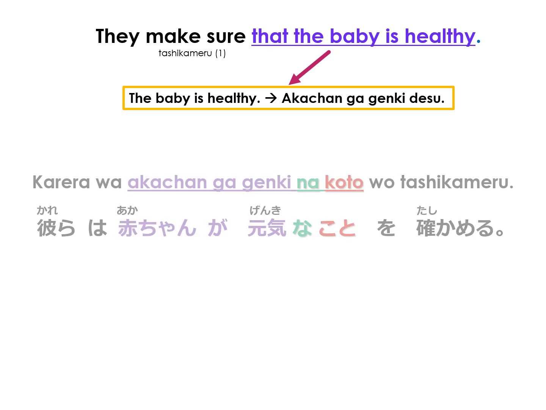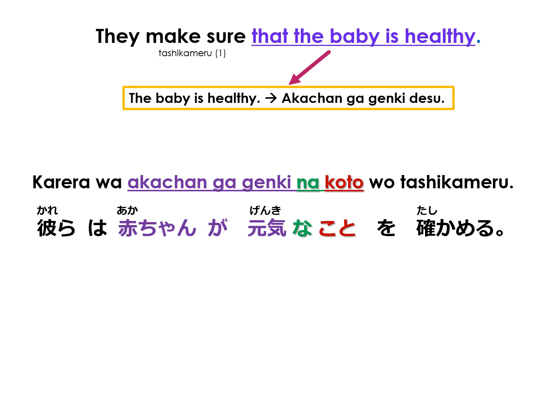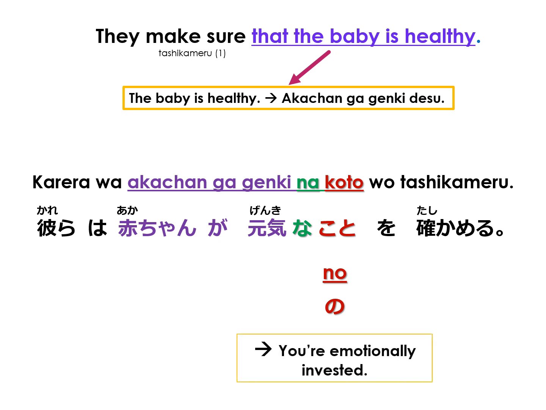So using koto, 彼らは赤ちゃんが元気なことを確かめる。And using no, 彼らは赤ちゃんが元気なのを確かめる。With no, you communicate a more personal connection. Maybe you're related to the baby.